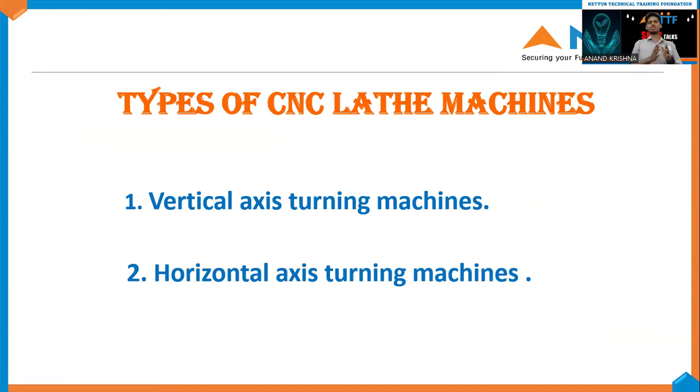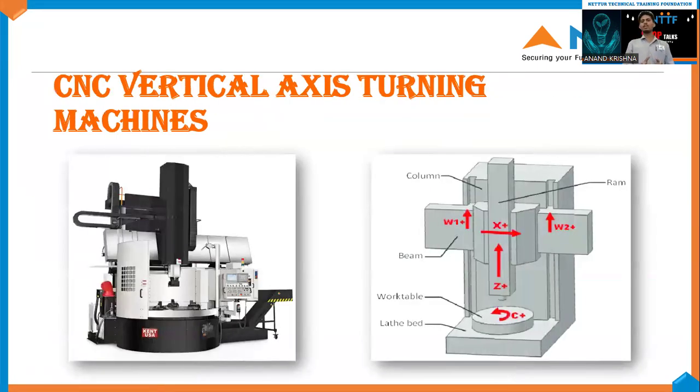There are mainly two types of CNC lathe machines. First one, vertical axis turning machines, and second one, horizontal axis turning machines. In this slide, you can see two pictures. First one is an external picture, second one is an internal picture. From this, you can understand the main parts of a vertical axis turning machine. First one, the lathe bed. The lathe bed is used to support the work table, and the work table is used to rotate the workpiece for specific operations. The beam is used for the movement of the x-axis, the ram is used for the movement of the z-axis, and the column is used to support both the beam and the ram.